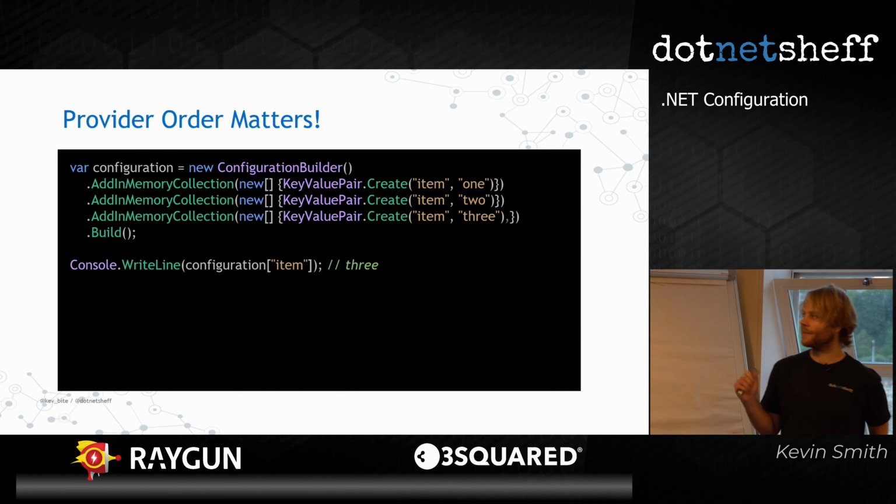One of the things with the providers is that ordering matters. So if we add a bunch of configuration providers, here adding 3 in-memory collections, the last one always wins, or the last one which actually resolves that key wins. So for example, we've got an item, and then we've got 1, 2, and 3. If we try to get the item out of the configuration, it'll just give us 3.